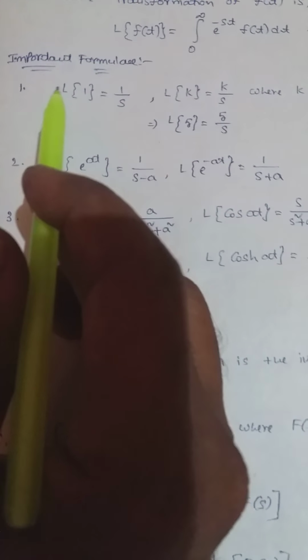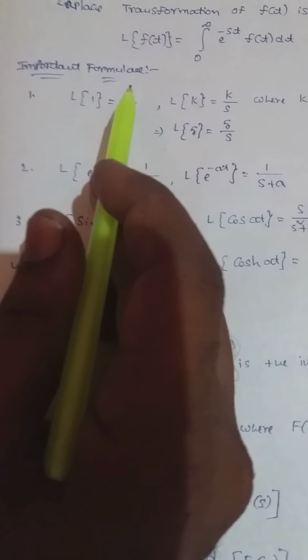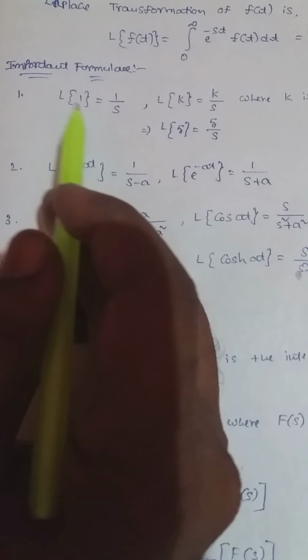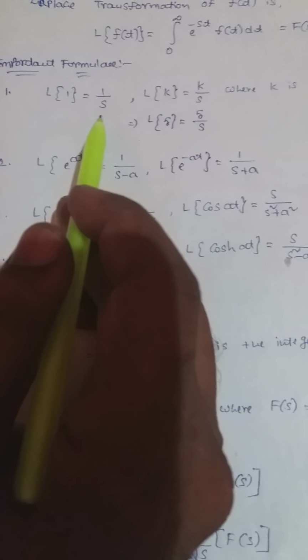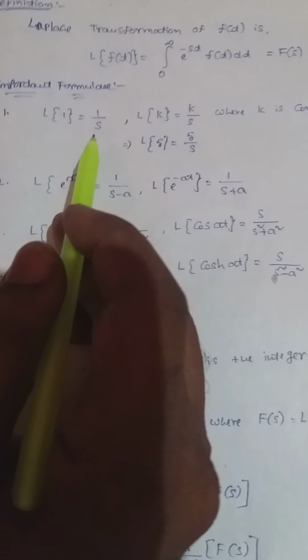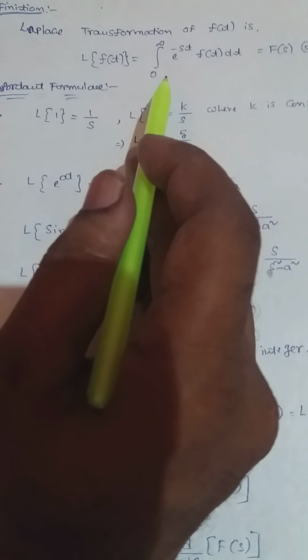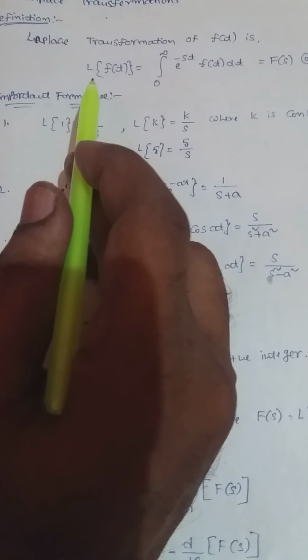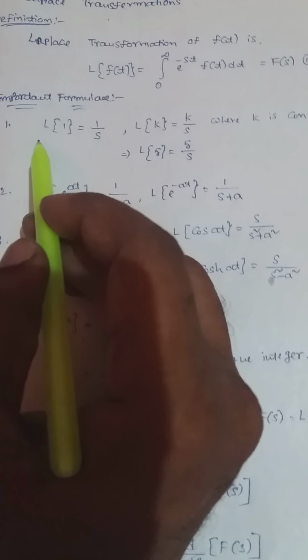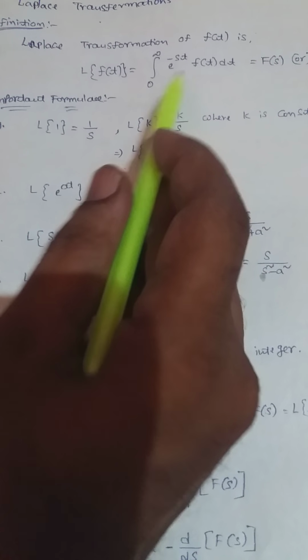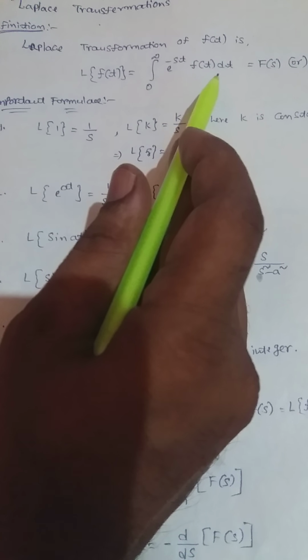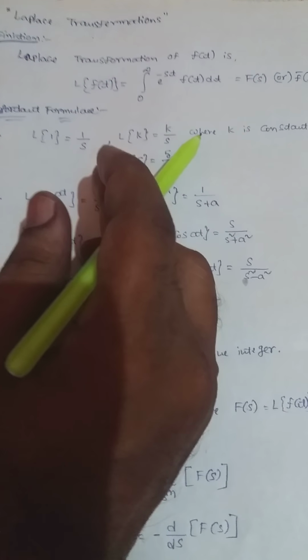Now some important formulas we are going to see. L of 1, the Laplace transformation of the constant 1, equals 1 by s. If you want the proof for this, you can use this formula. Here, what is f of t? It is 1. L of 1 equals the integral from 0 to infinity of e power minus st into f of t, which is 1, dt. Now we can prove this. And how can you prove this?